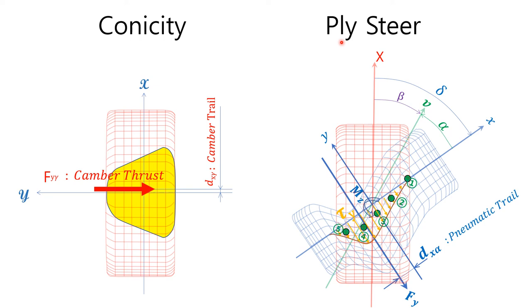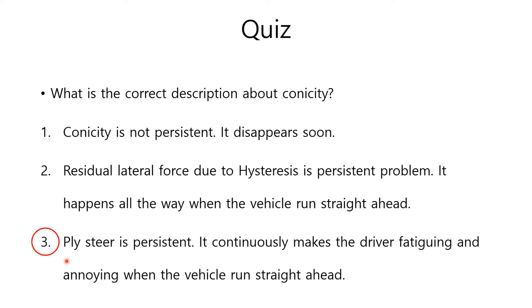The answer to the quiz is number 3. Ply steer is persistent. It continuously makes the driver fatigued and annoyed when the vehicle runs straight ahead.